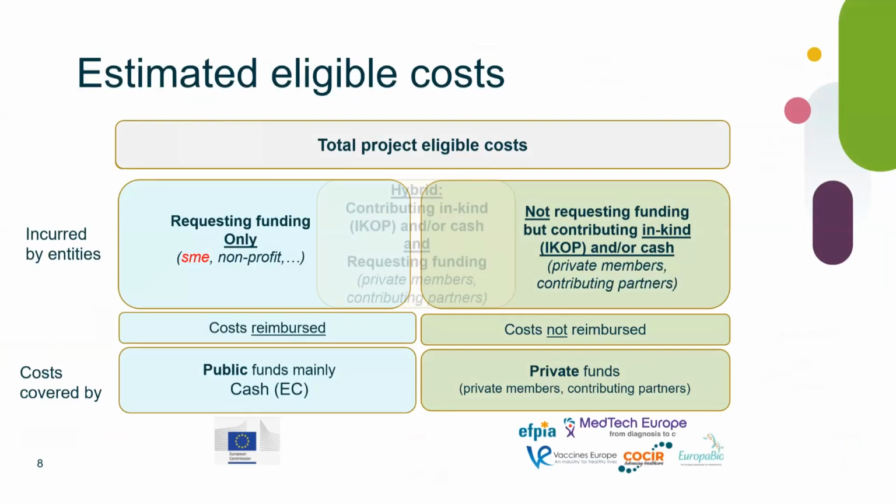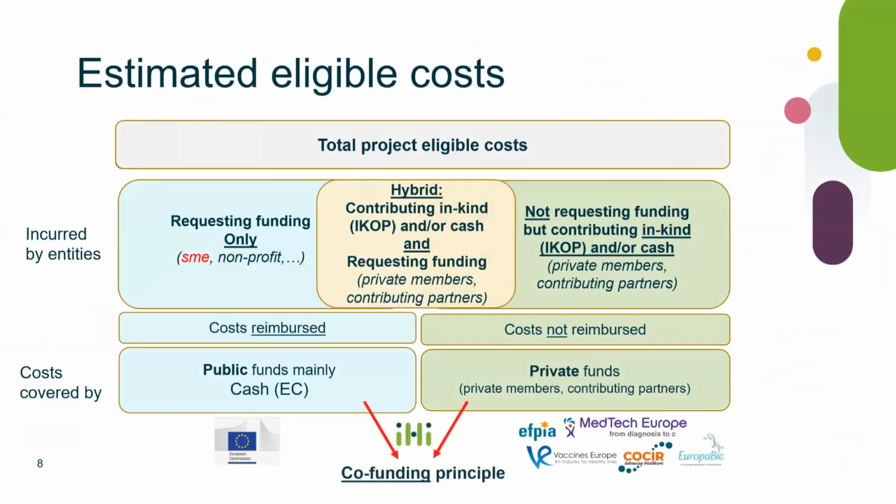And then your project eligible costs, they can also be incurred by entities that we call hybrid participants. Hybrid because they can both contribute ICOP and or cash to the project, but they can also request funding. And so those entities are also private members and contributing partners. So you have 3 types of participants, and you see that for each project, you have the costs that are covered by both public and private funds. So you have this co-funding principle that is the specificity of a public-private partnership, which is IHI.